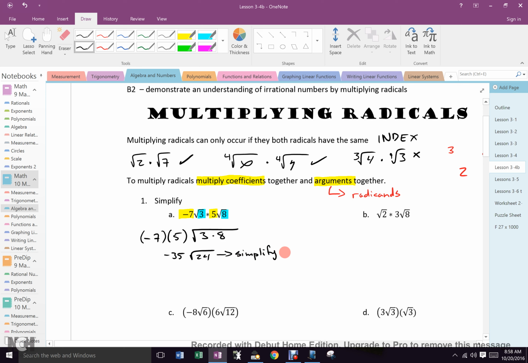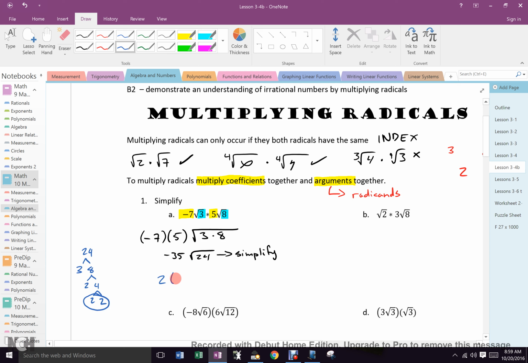Okay? Now, to remind you, 24 breaks down into what? I'm going to do the long way here first. 3 and 8. 8 breaks down into 2 and 4. 4 breaks down into 2 and 2. Yeah? Right? How big a group am I looking for here? A group of 2. Do you see a group of 2 in there? There it is right there, right? So what comes out from under there? A 2. So 2 comes out.